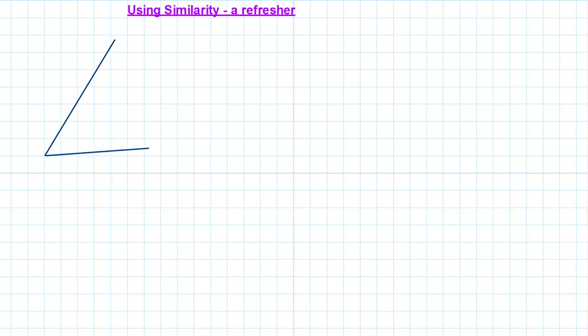In this video we're going to review using similarity to calculate unknown lengths and shapes that are mathematically similar. I'll start off with a triangle and draw a horizontal line. Measurements of various lengths are added and the challenge is going to be to calculate the length marked h.